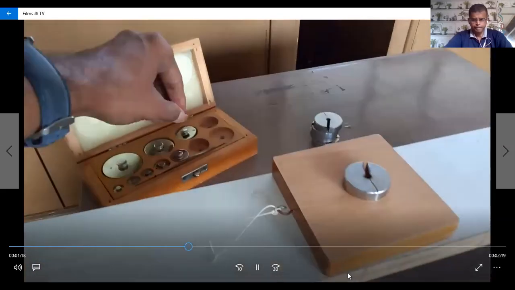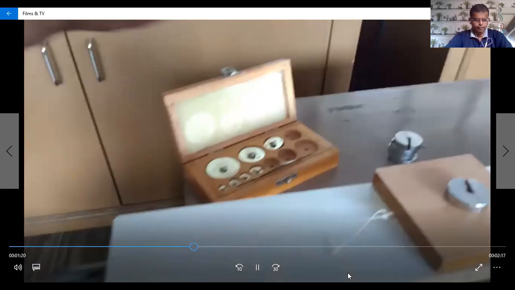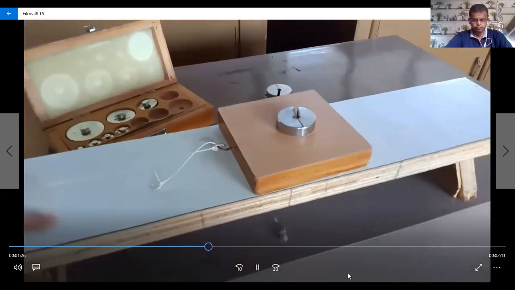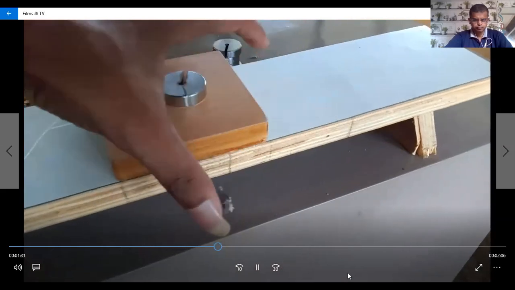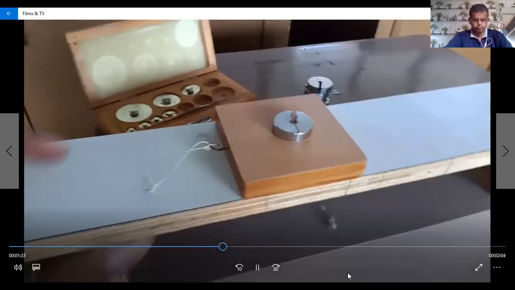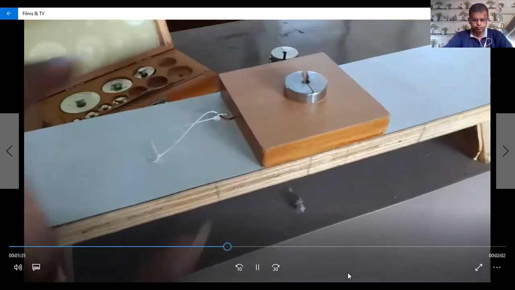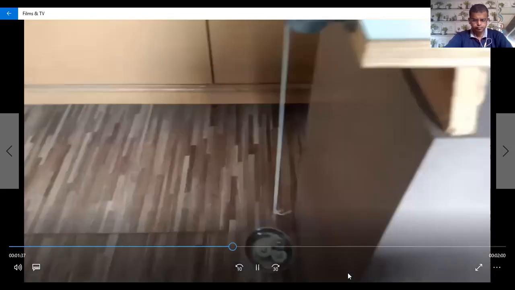So now 10 grams. We use 10 grams more and put it on this pan, and that time again we check. But now again we see here it is not possible. The slide is not moving. So this 50 gram is not possible.